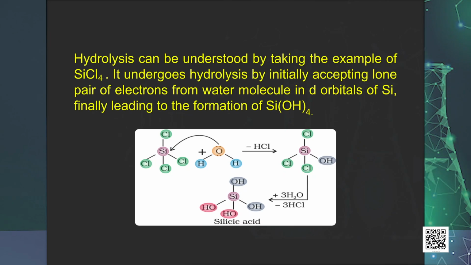Hydrolysis can be understood by taking the example of tetrachlorosilicon. It undergoes hydrolysis by initially accepting lone pair of electrons from water molecule in d orbitals of silicon, finally leading to the formation of tetrahydroxysilicon as shown on your screen.